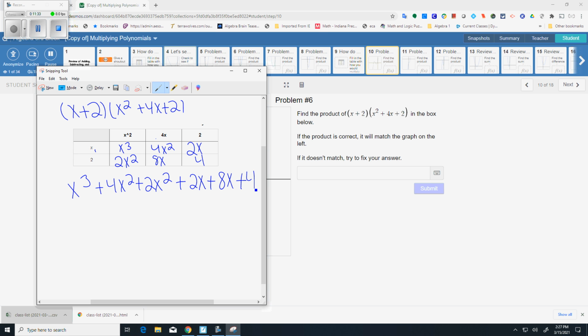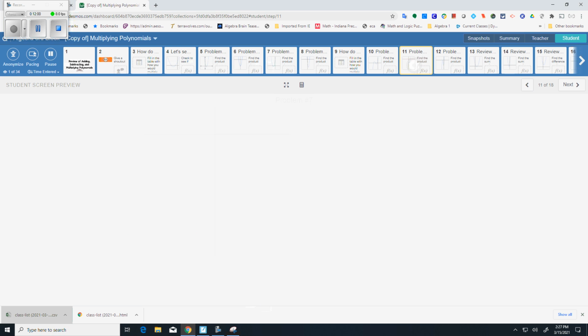And then we're going to combine our like terms, which are 4x squared plus 2x squared. So we're going to get 6x squared plus 10x plus 4. And that's our final answer for this one. So on to the next one.